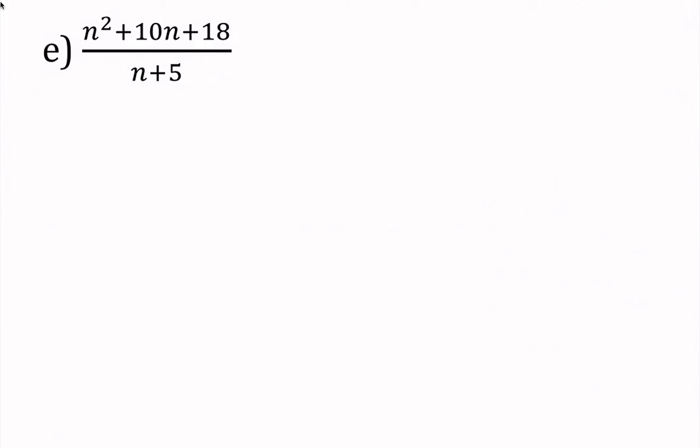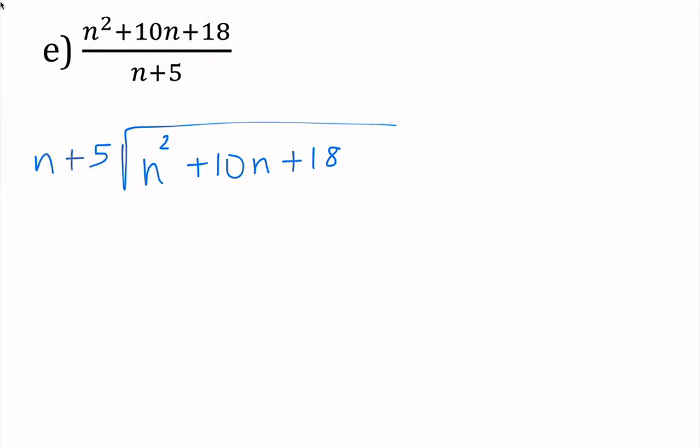Okay, so let's set it up nice and neat. All right, so I need to figure out how many times n will go into n squared. So what I do is I take this n squared and I divide by the guy out front, which is an n. N squared divided by n is n to the first because 2 minus 1 is 1. All right, so this n is what I put up top.